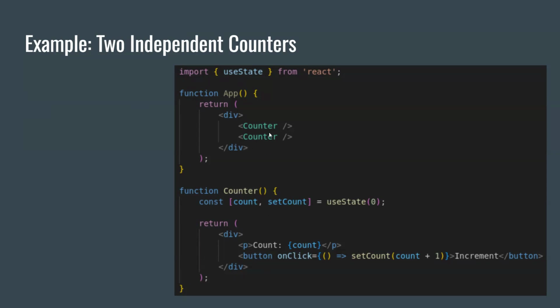We have two counters, which means we have two buttons to increment. And if you actually try running this, you will see that the state value of the first counter and the second counter are independent of each other. That means clicking increment of the first counter wouldn't increment the second counter's state value.